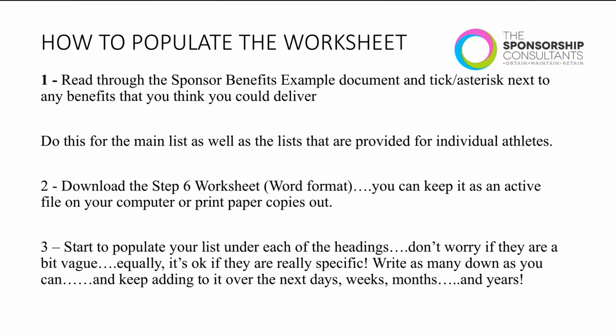So the way that you're going to do this, now you've watched this video and probably watched it again, is read through the sponsor benefits example document and tick or asterisk, or however you want to mark it, next to every benefit that you think you could deliver. So you're not even writing your own benefits at the moment, you're just marking next to ones that already exist which ones you think you could do. There's a main list of benefits, but then there's also examples from real athletes. Go through that list as well and see if there's any of those benefits that you think you could deliver or that you'd like to deliver.